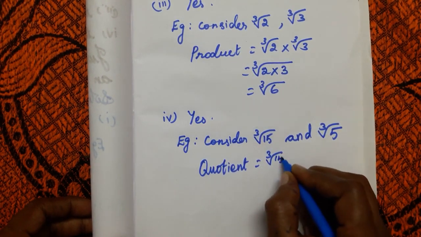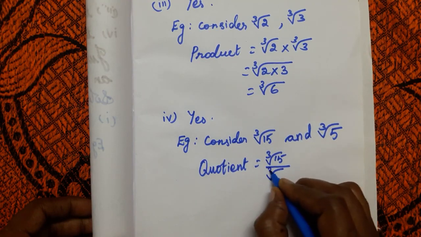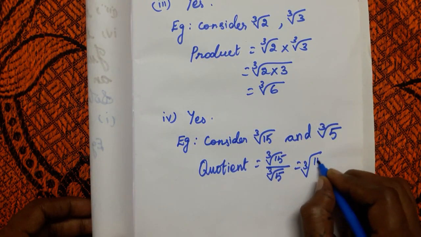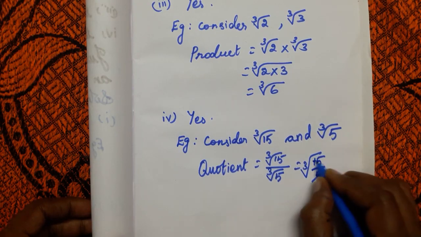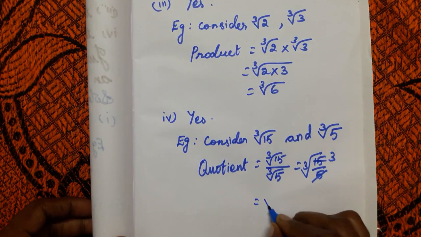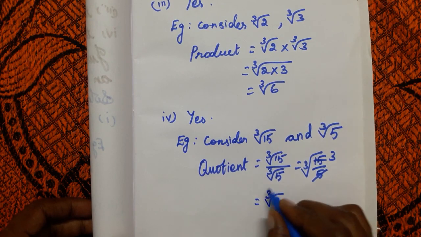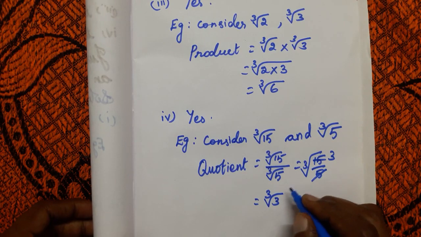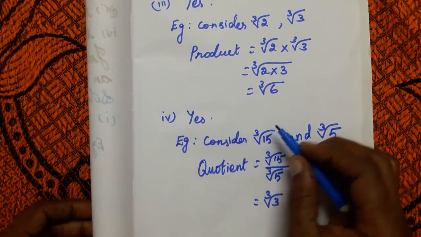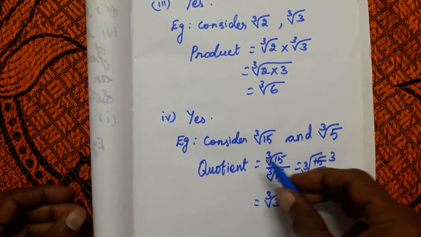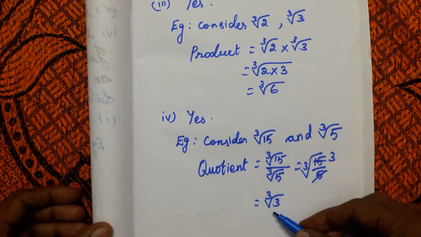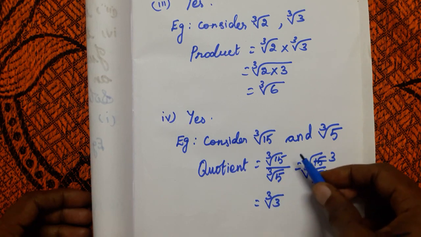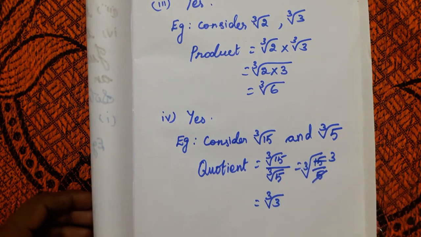Quotient is equal to cube root of 15 divided by cube root of 5, which is equal to cube root of 15 by 5, which is equal to cube root of 3. Is it a pure surd? Yes, it is a pure surd. So here the quotient is a pure surd.